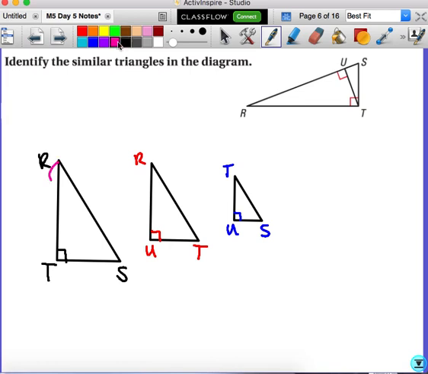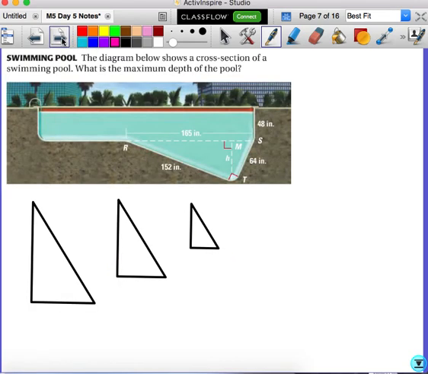So I could say TR over TS equals RU over UT equals TU over US, and so on. I could form all sorts of different proportions that would be true due to the fact that all three of these are similar. So that's exactly what we're going to do. We're going to redraw these three triangles and we're going to try to find the missing link.